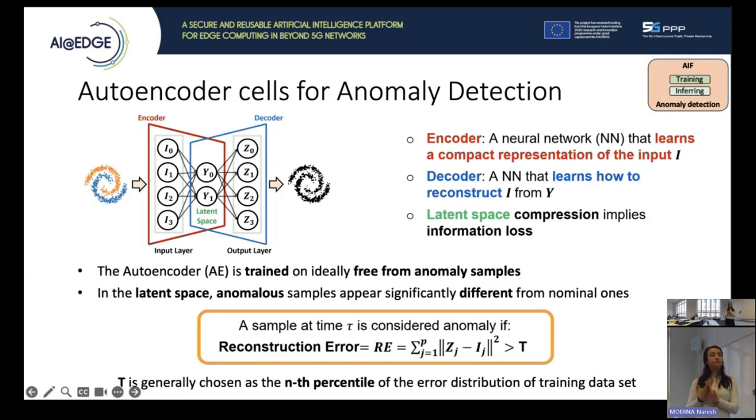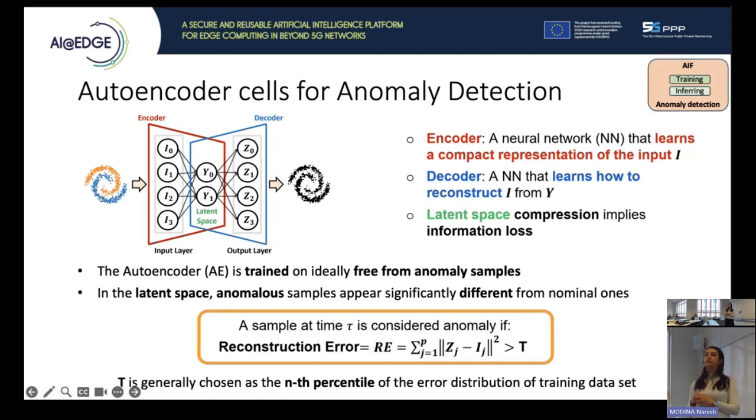and try to retrieve the same input. So just to note that the autoencoder should be trained on non-anomalous data samples in order to represent, for example, the normal working conditions of a system. And in the latent space, the anomalous samples can appear significantly different from the nominal ones.